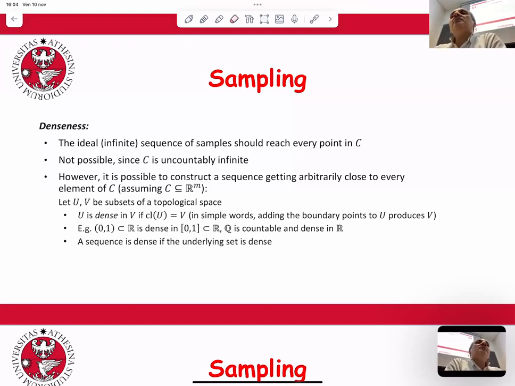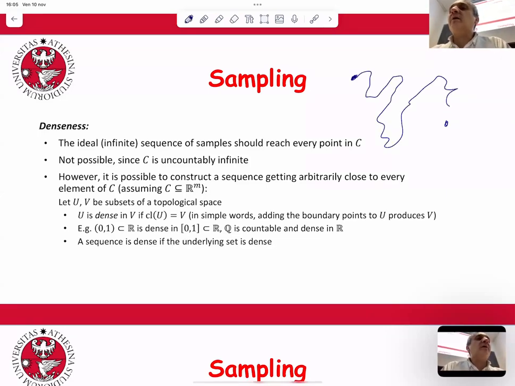We would like, taking any point A and any point B, the guarantee that by choosing an arbitrary number of points, eventually I reach B from A. This is impossible.